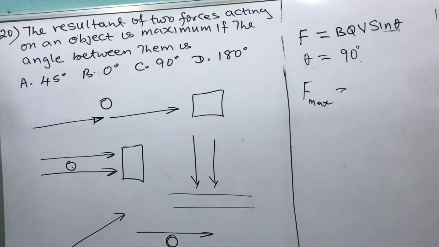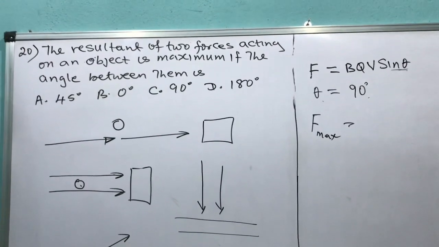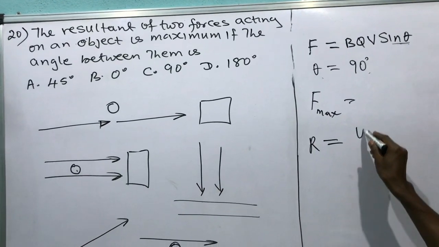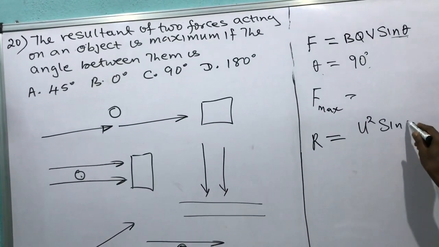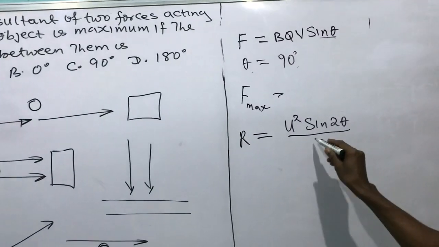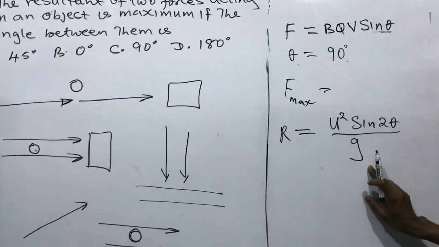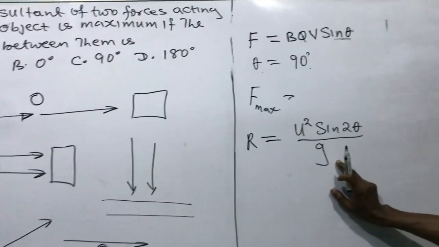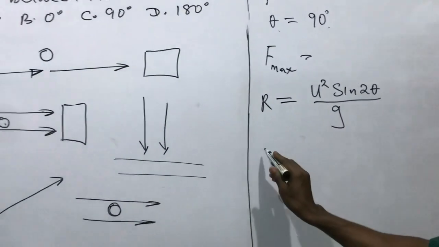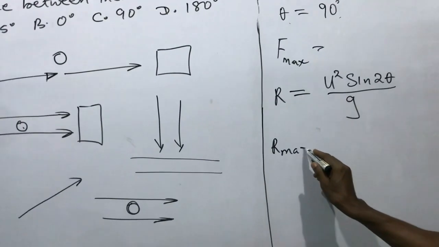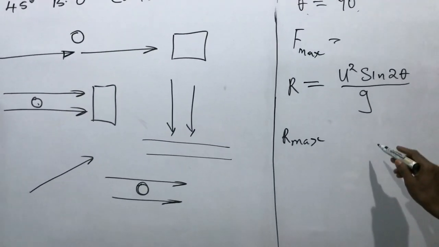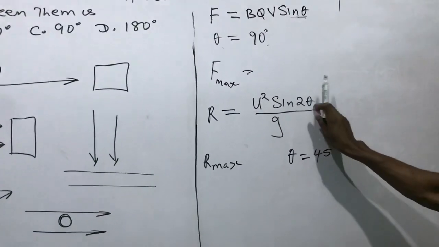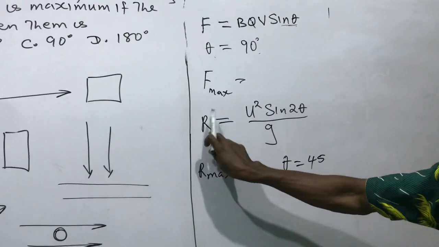The same thing is applicable when we are talking about range in a projectile. Look, the range in a projectile is given as U squared sine 2 theta over G. This is the formula for the range in a projectile. And this range will be maximum when the angle of projection is equal to 45. When this angle of projection is 45, that's when this range will be maximum.